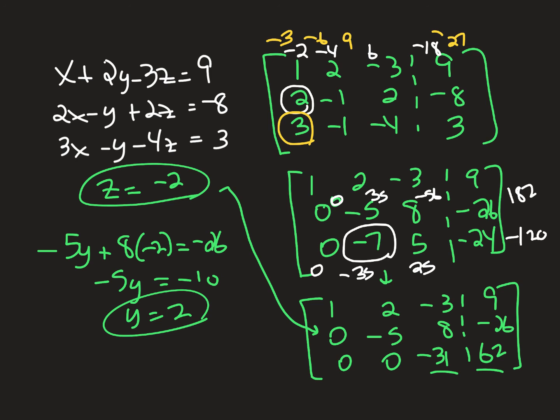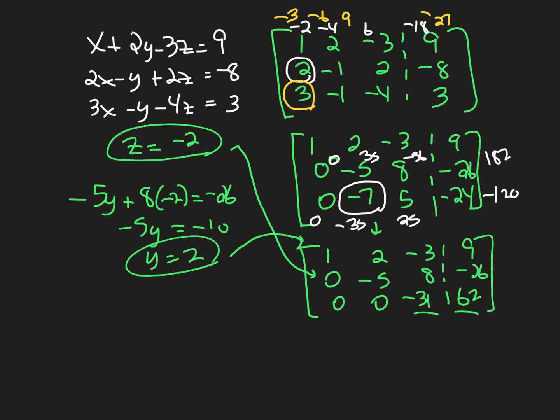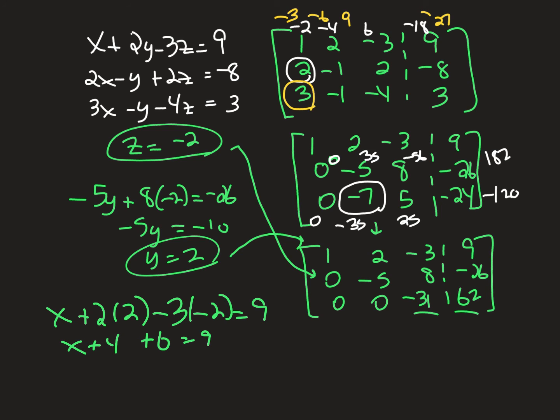And I'm going to take my x and my y, plug them both in the top row to get my x, and then I'm officially finished. So x plus 2 times the y, which is 2, minus 3 times the z, which is negative 2, and that equals 9. So I get x plus 4 plus 6 is 9. That's 10. So if I move the 10 over, I get negative 1. So my final answer for 16: negative 1, 2, negative 2.